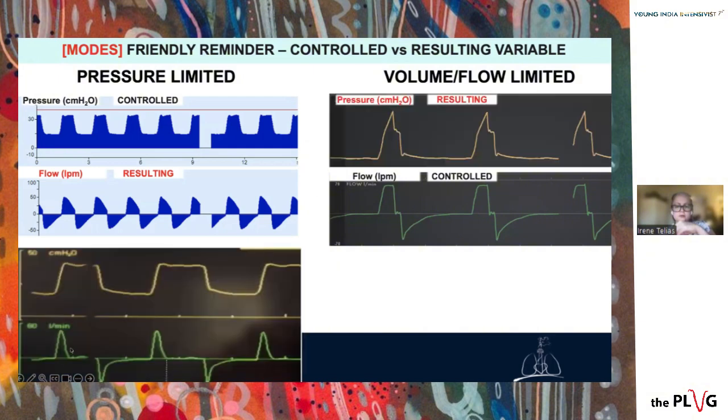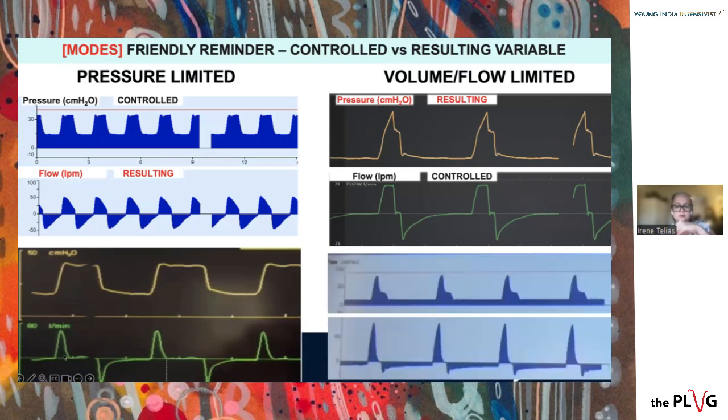So if there's a change in mechanics, for example, in these two cases, we see here a very high elastance, so you see that the filling of the lung is very quick, and the volume becomes small. And in the second case, we have high resistance. So what we see is a difference between the peak and the plateau pressure when we generate a pulse, okay?